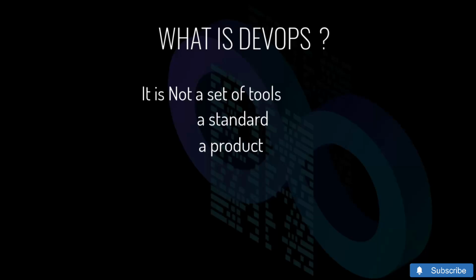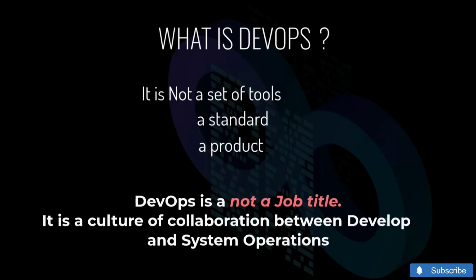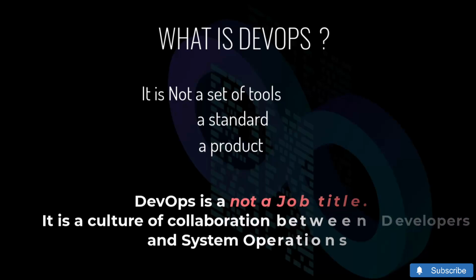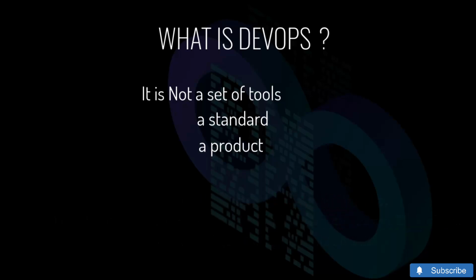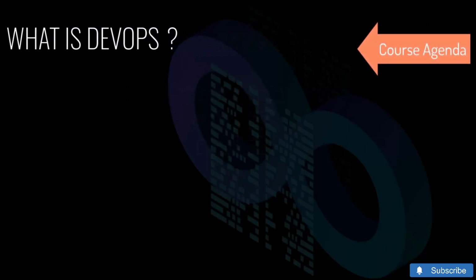And finally, DevOps is not a job title. So DevOps is a culture of what? Of collaboration between developers and system operations people. It's about collaboration between different people across an entire organization. So it's not one person. It's not a single team and it's not done by a single group. Okay. So that being said, now you have a fair understanding about what DevOps is.